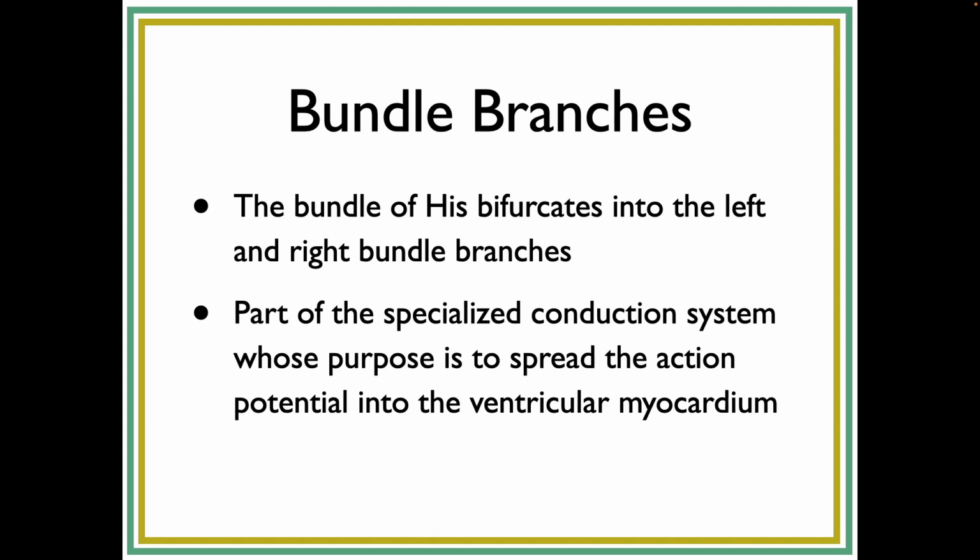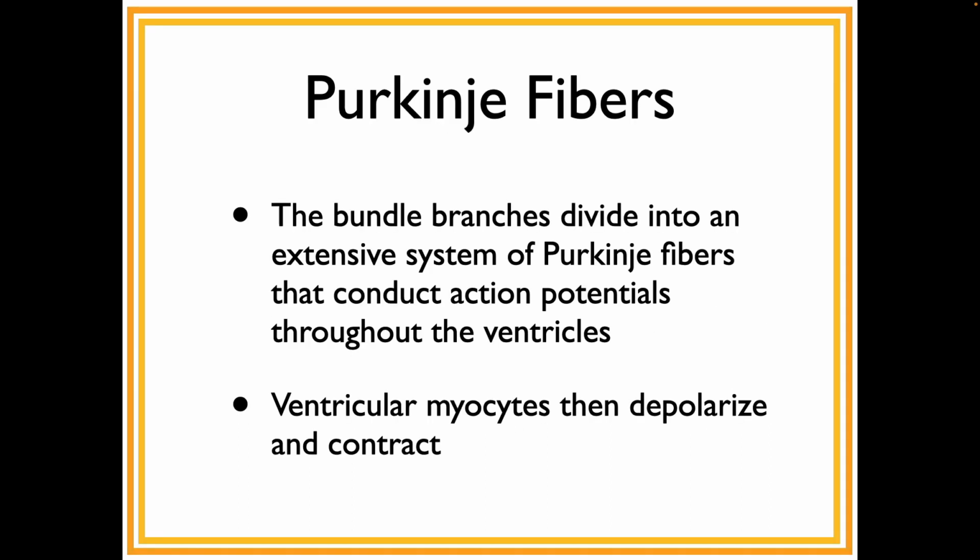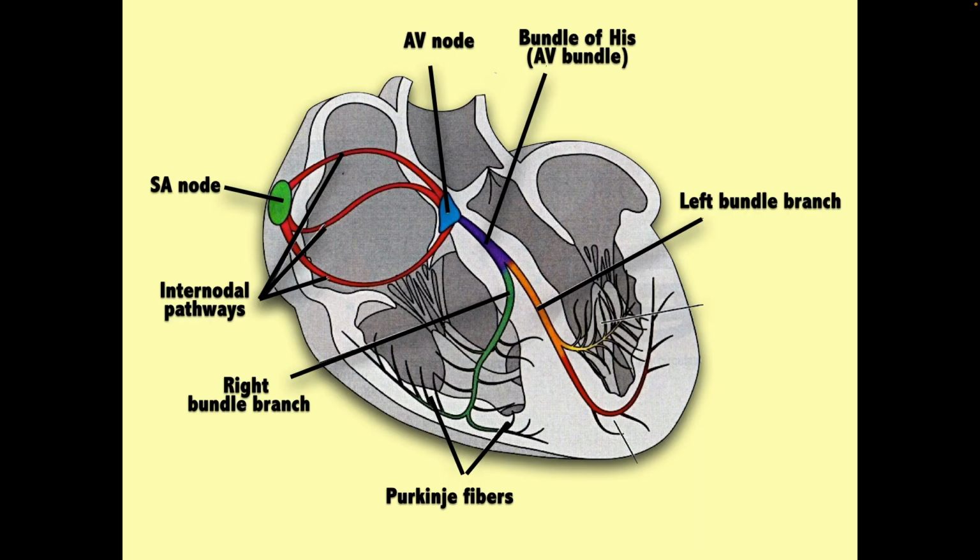So the bundle branches are the bifurcation of the bundle of His. Purkinje fibers, the bundle branches divide again into the extensive system of Purkinje fibers. And then this allows the ventricular myocytes to depolarize and contract. So again, this is something you need to know, okay?